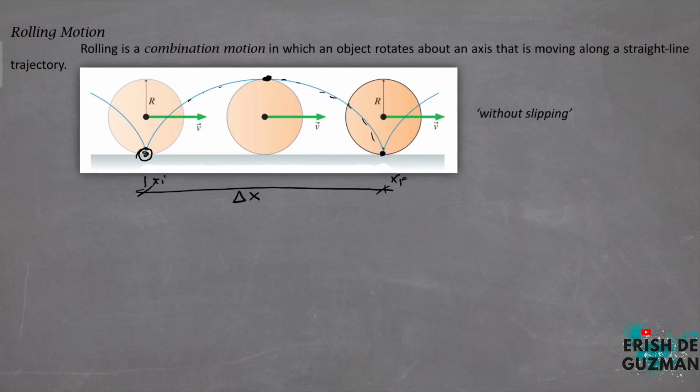So from here, nag-roll yung buong object natin hanggang dito sa third point na to, na kung saan bumalik lang sa bottom position yung point na kinukonsider natin. And ibig sabihin nun, nakapag-rotate yung wheel natin ng isang revolution, and that means that one revolution is equal exactly to one circumference. Itong change in displacement natin is equal to 2 pi times radius. Yung radius yan is ito siya, radius ng wheel. And yung time for the object to turn one revolution is its period T.